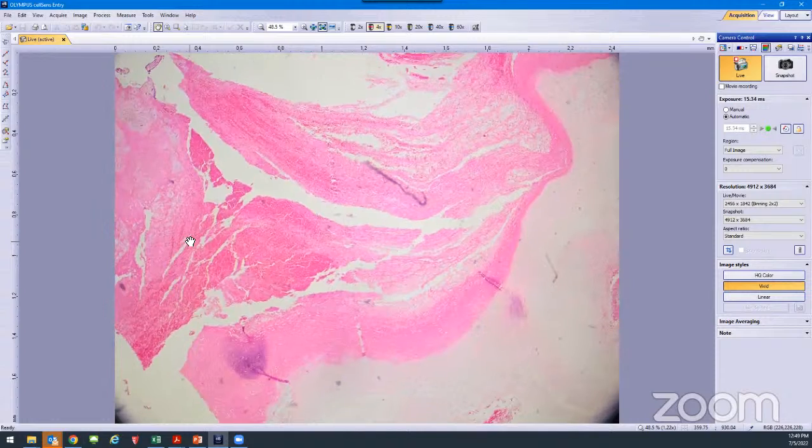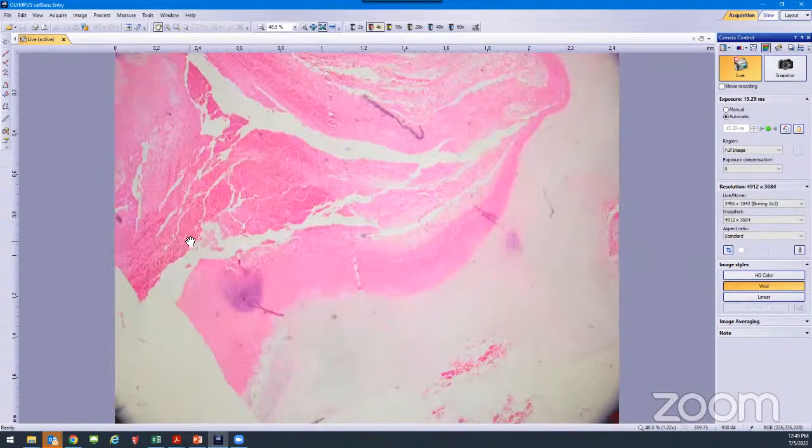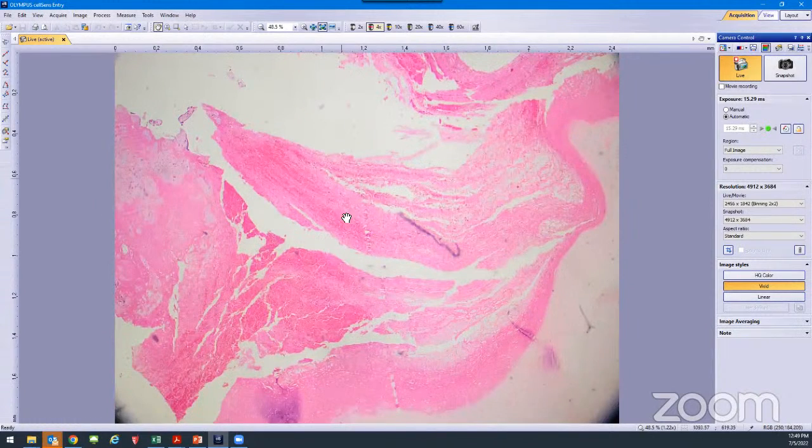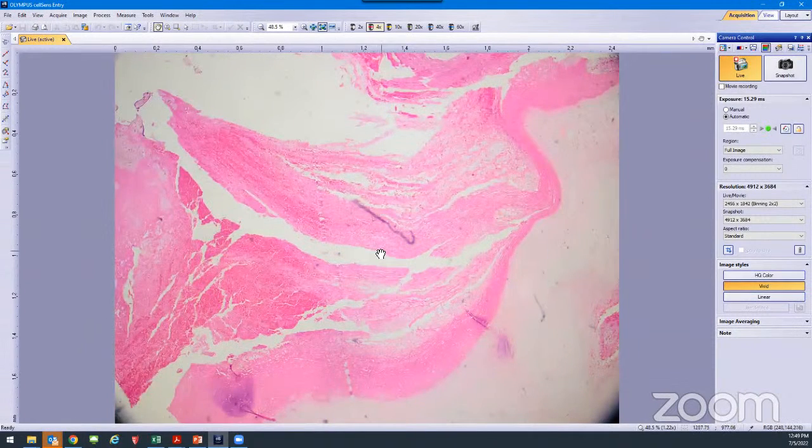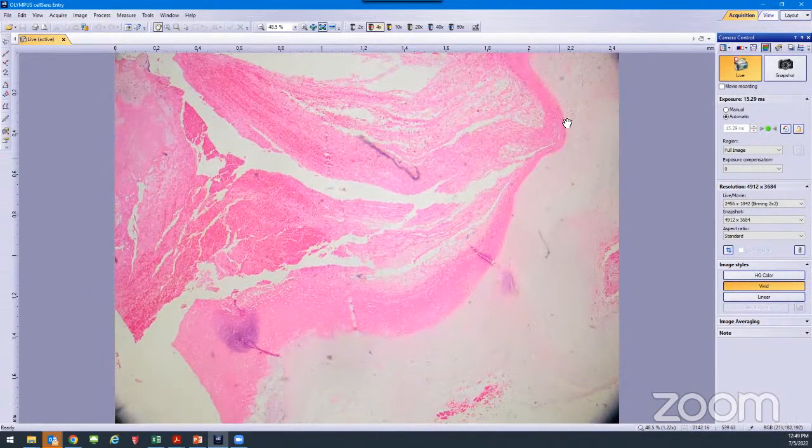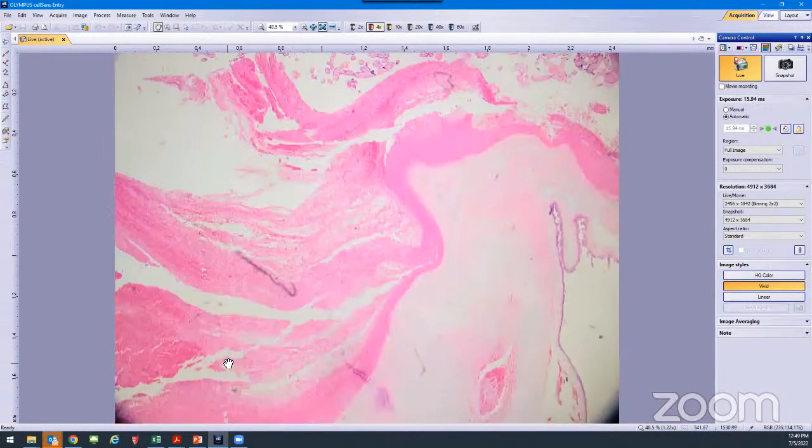Here's another slide from the same case. Here again, we're on the chorionic plate. You can see how large this thrombus is. You see the layering, the lines it's on. It's affecting this huge vessel, which is very dilated as well.